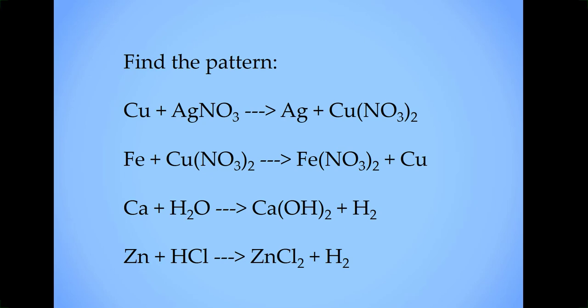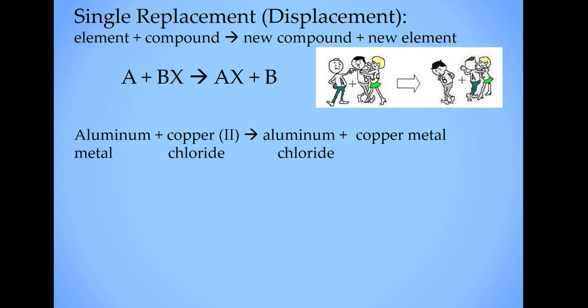If you notice, we have an element plus a compound, and the element kicks out the metal of the other compound. So they trade places. In this first one, we end up having a copper atom, and silver's in the compound, and now we have a silver atom and copper's in the compound. This is a special type of reaction called a single replacement. Sometimes it's called single displacement. Either one is correct, and I abbreviate this as either SR or SD.